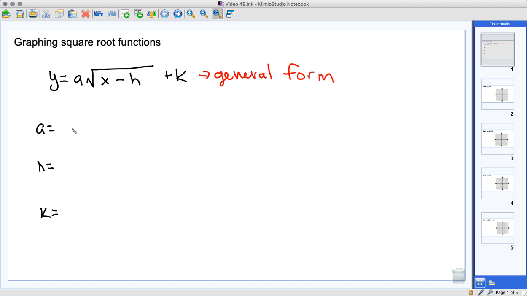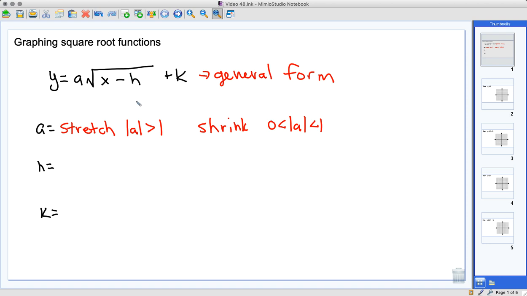The a is going to be a stretch if it's greater than 1, or a shrink if it's in between 0 and 1. Okay, absolute value, because sometimes it's negative. The negative we'll talk about in just a second.